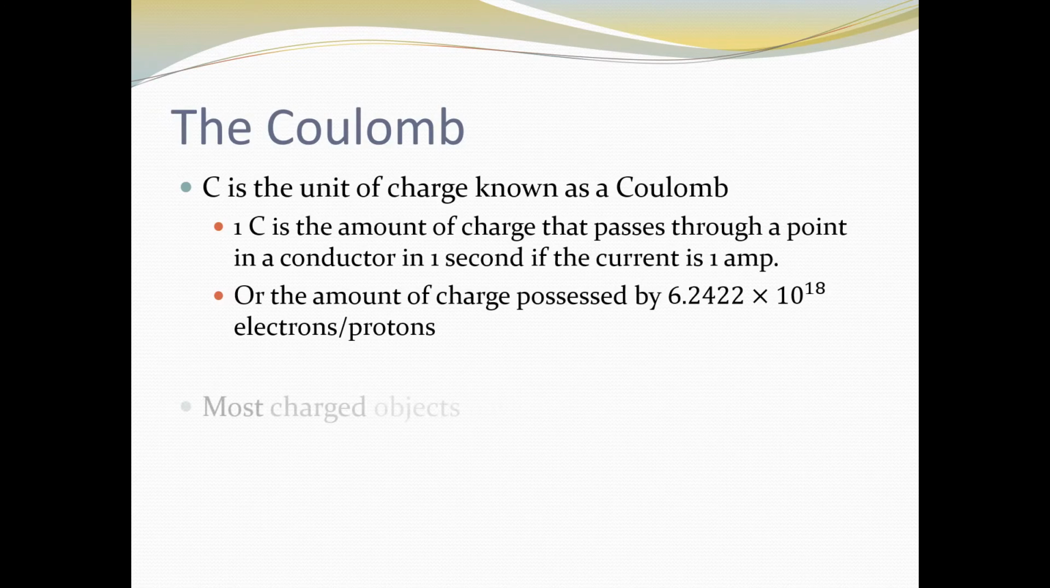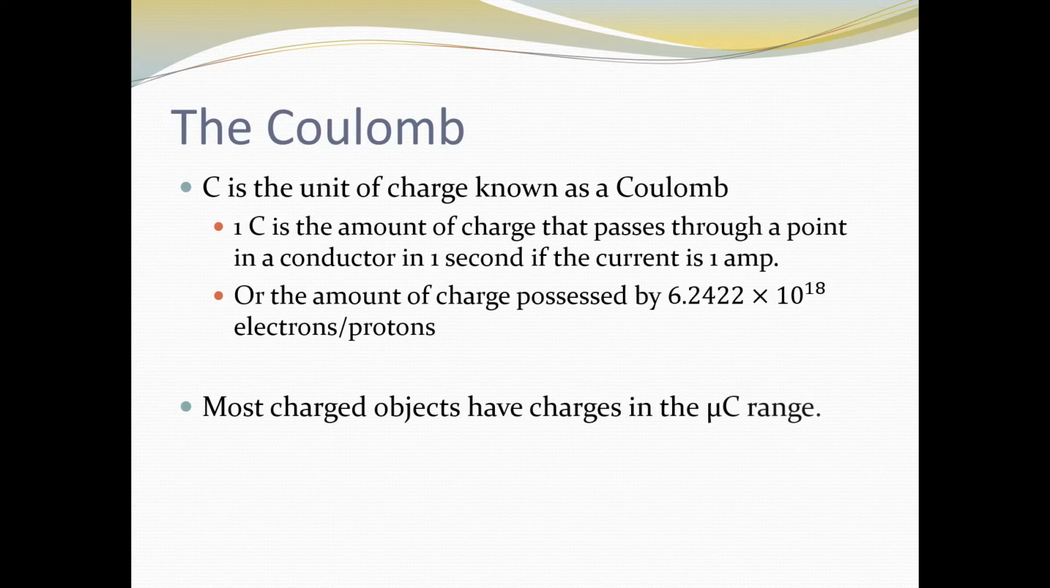The other definition is that it is the amount of charge possessed by 6.2422 times 10 to the 18 electrons and protons. That's a lot of electrons and protons. Most objects do actually have that many electrons and protons, but the reason most objects aren't charged is that we generally have equal amounts of electrons and protons. So as a whole, most objects are very neutral.